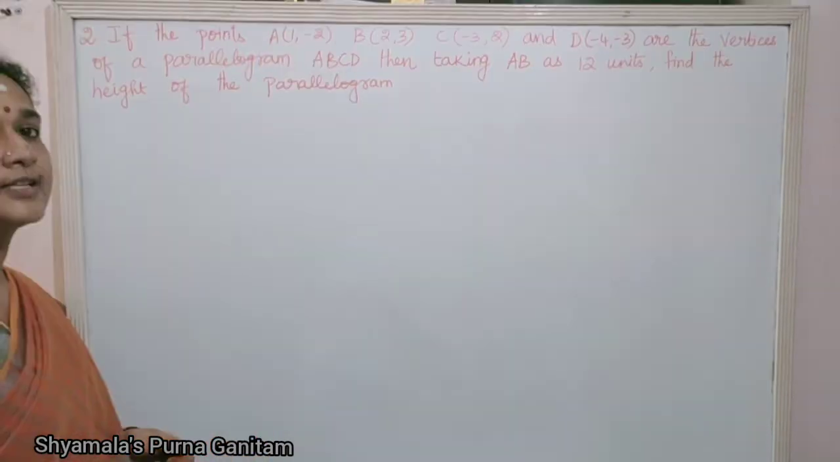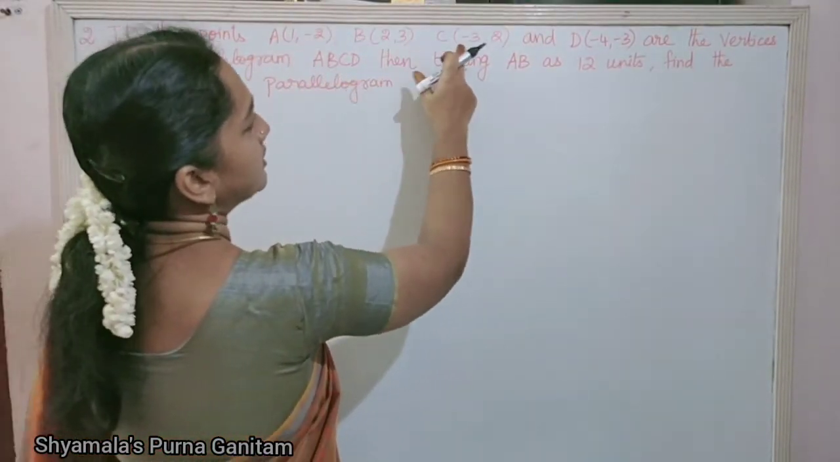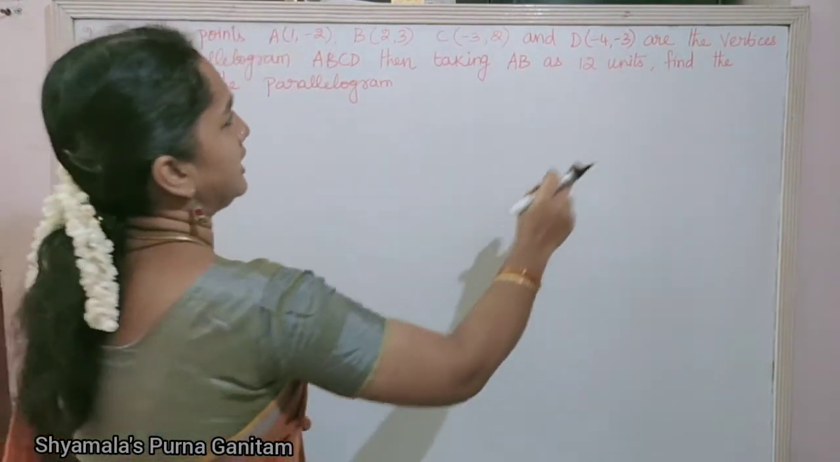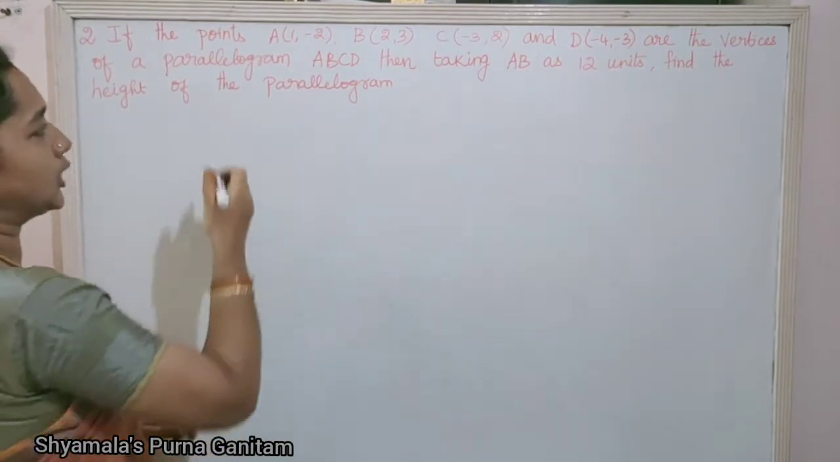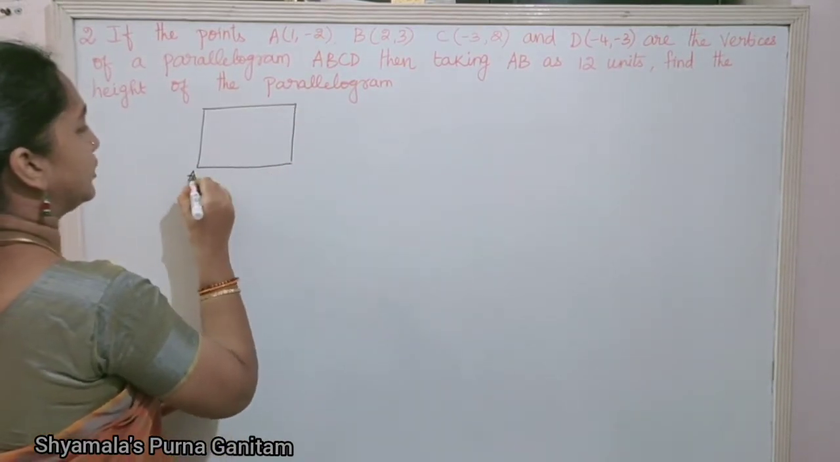Second sum: if the points A (1, minus 2), B (2, 3), C (minus 3, 2) and D (minus 4, minus 3) are the vertices of a parallelogram ABCD. So ABCD is a parallelogram.